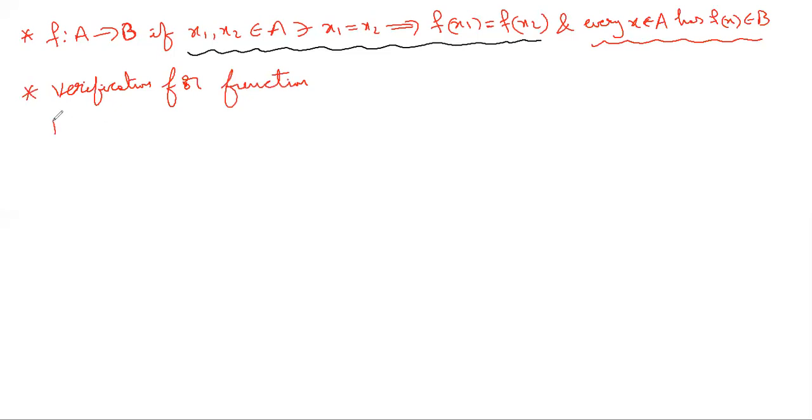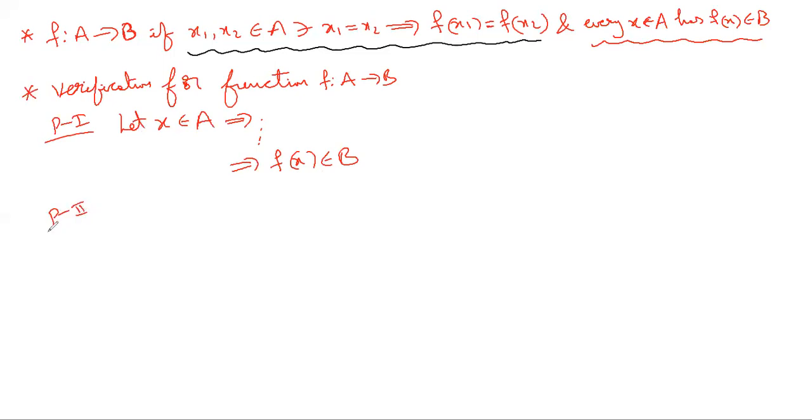First part: always let x belong to A, the domain of the function f from A to B. Always let x belong to A and verify with a sequence of steps whether f of x belongs to B or not. This is the first part, the existence condition: every element should have an image. Part 2, uniqueness. I mean to say that every element should have one and only one image.